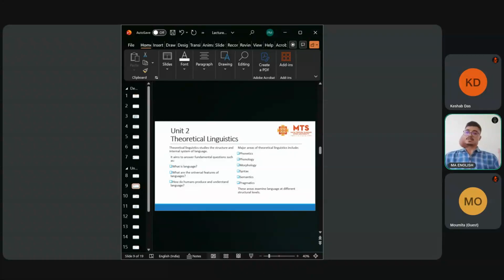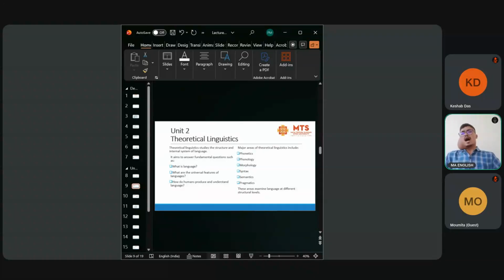So theoretical linguistics aims to answer some of the most fundamental questions about language that human beings have ever asked. What is language? How does it differ from other systems of communication? What features are common to all languages in the world? These are language universals. So these features, I mean, appear across all languages, regardless of geography or culture.